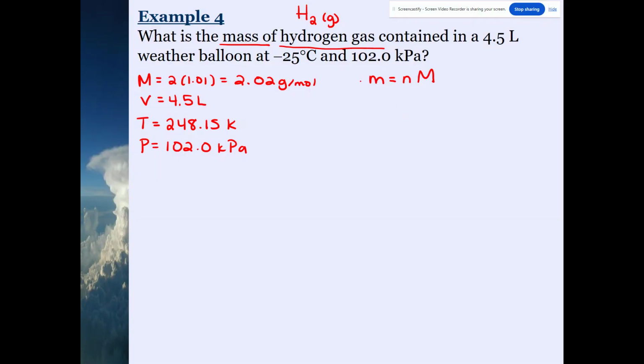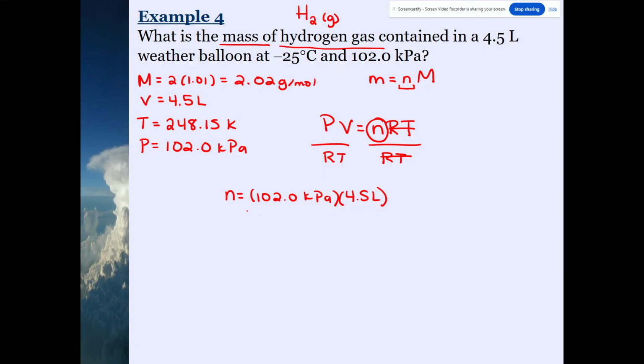Okay, so I am looking for m, but in order to find m, I need to know my n first. That's going to come from my PV = nRT formula, right? That's the only gas formula I have that has moles in it. I'm going to solve for moles. So we're going to divide both sides by R and T. Okay, so our moles equals our pressure, 102.0 kilopascals, times our volume, 4.5 liters, divided by, again, I have two numbers in my division, so I need a big bracket around my other number.